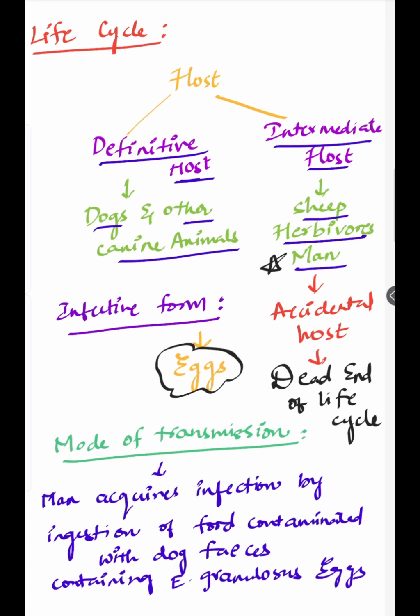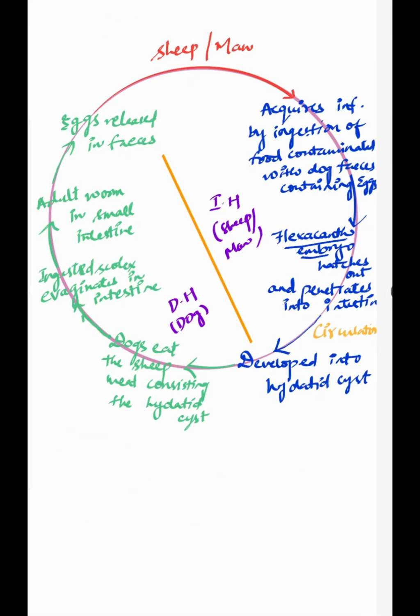Next, coming to the mode of transmission. How does it get transmitted? In man or any other intermediate host, it is transmitted by ingestion of food contaminated with dog feces containing E. granulosus eggs. So this is the life cycle of the Echinococcus.